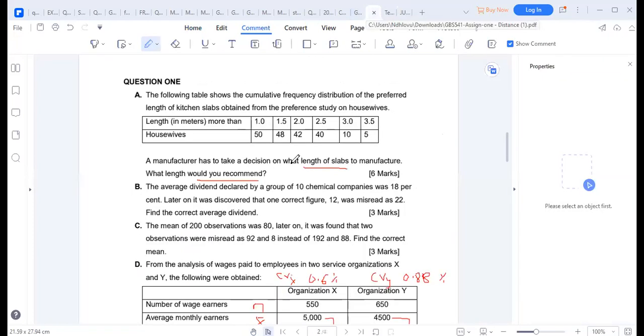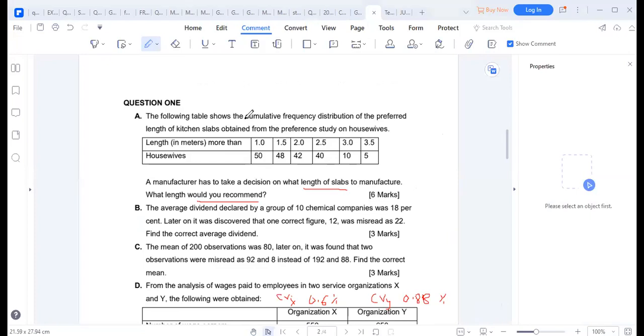Okay, so we're going to just write it down. We've been given our length. Before we go to the length, we can calculate the frequencies as follows. Since these are cumulative frequencies, to find the actual frequencies, we find the differences. The difference between 50 minus 48, what do we get? It is a 2. Then 48 minus 42, what do we get? 6. 42 minus 40, what do we get? 2.